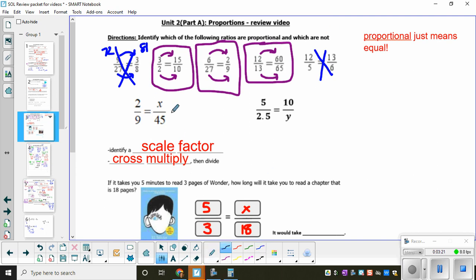Now when we're trying to solve for an unknown, if the unknown is up here, again, you could identify a scale factor. Like some of y'all are really good and can catch that 9 times 5 is 45.